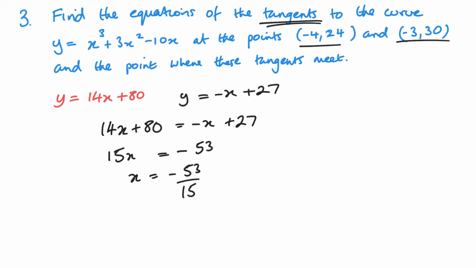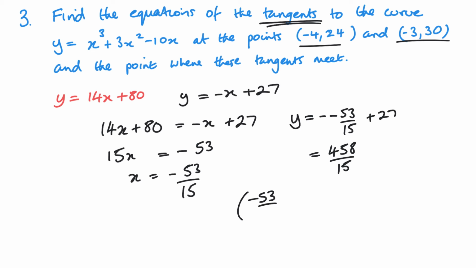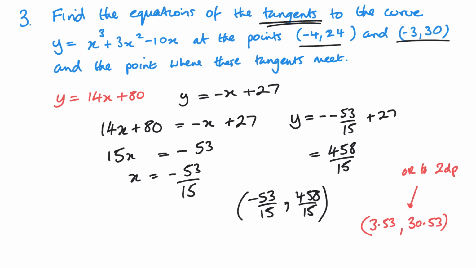Now then, I've got my x value, not very nice, but we've got it. And I can substitute it into either equation to get my y value. I'm going to use the second equation. So we get minus 53 over 15 plus 27. That then gives me 458 over 15. So my coordinates where they meet are negative 53 over 15, 458 over 15. All to two decimal places. I've just put that in red just to give you an idea.